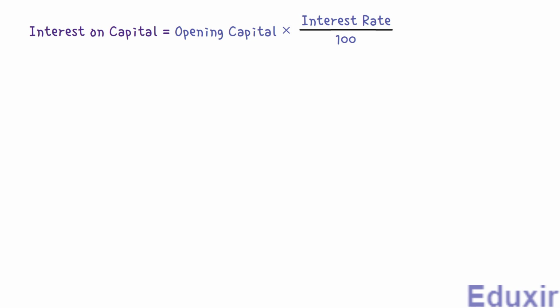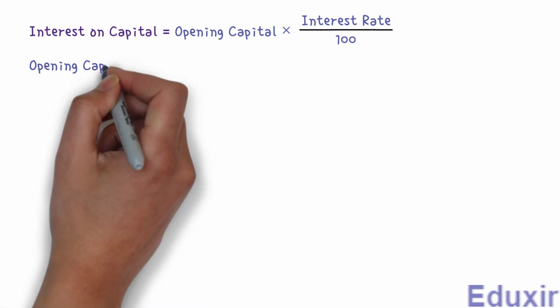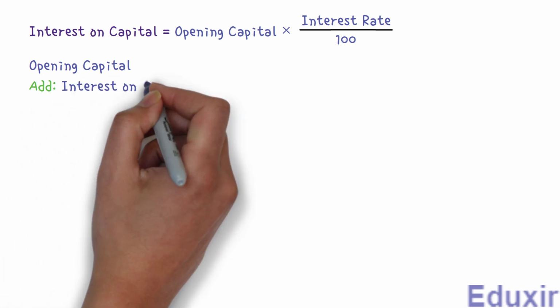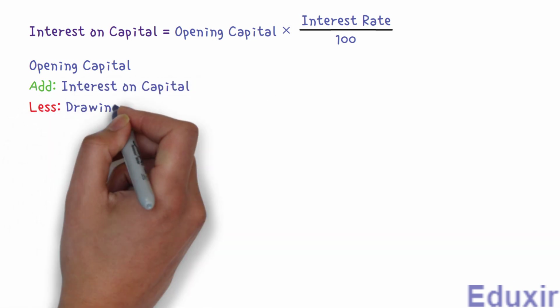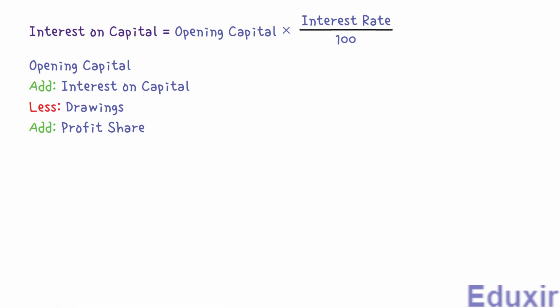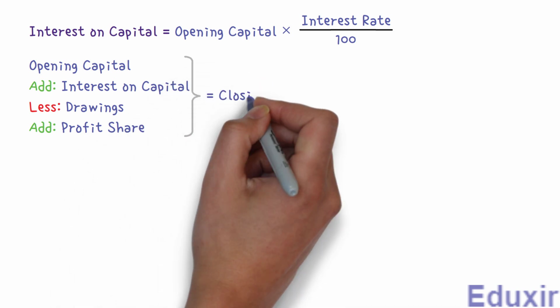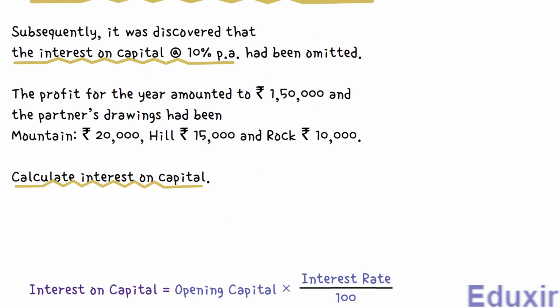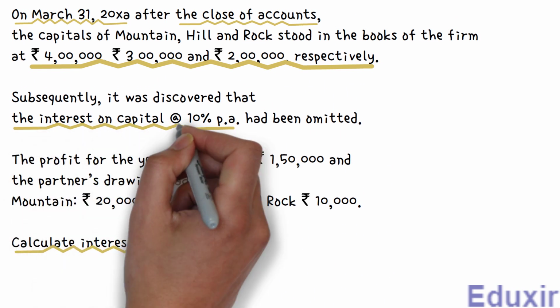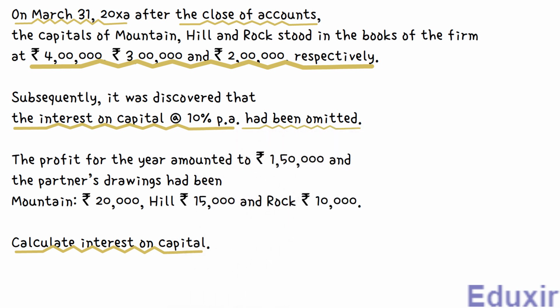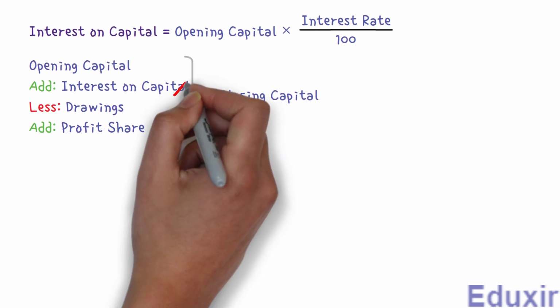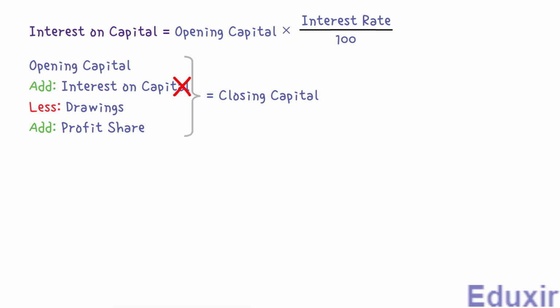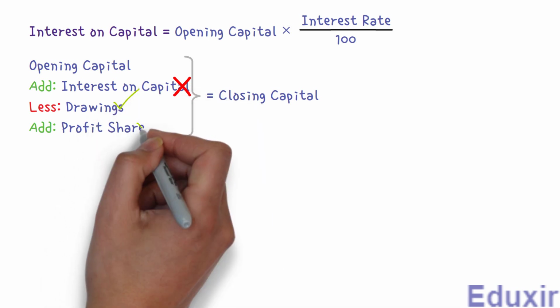Now, here we don't know the opening capital. But in case we know the opening capital, and to that we add the interest on capital, lessen the drawings and add the profit share, it would give us the closing capital. But in the problem, it's given to us that the interest on capital was not considered and was omitted. So here, let's not consider the addition of the interest on capital. Let us lessen the drawings and add the profit share.